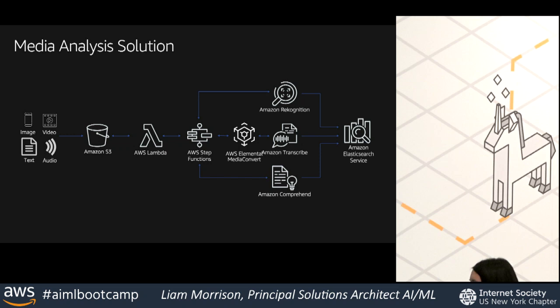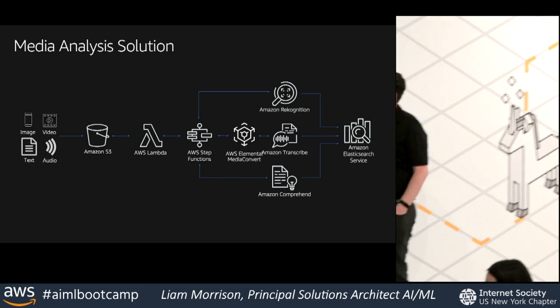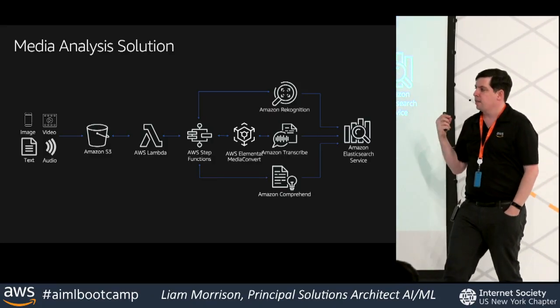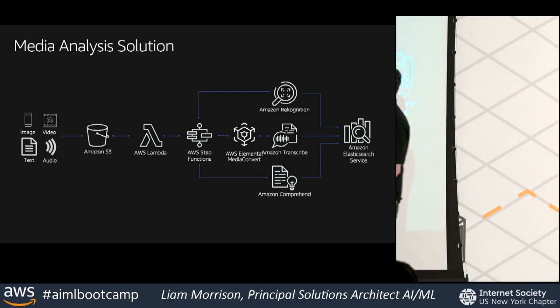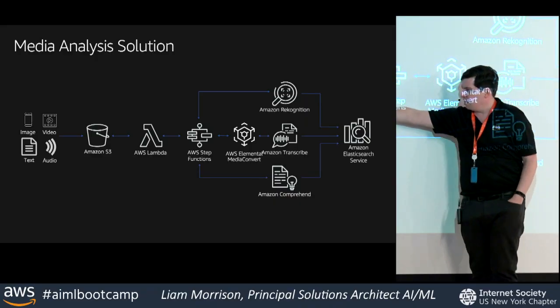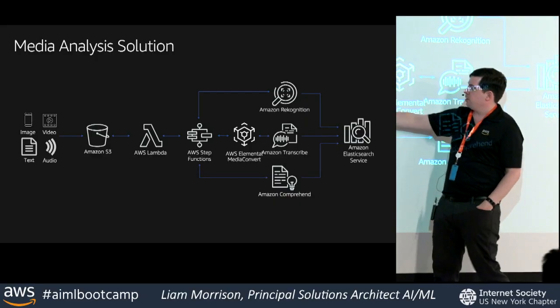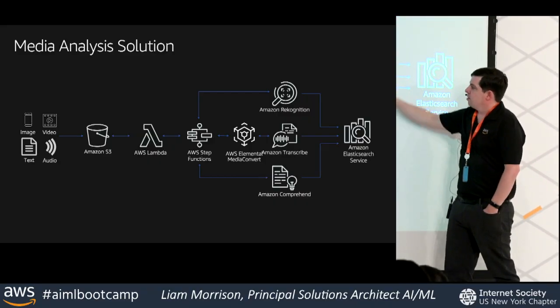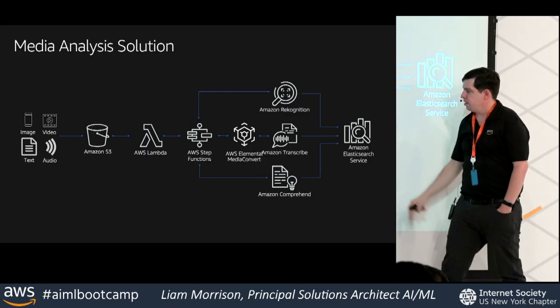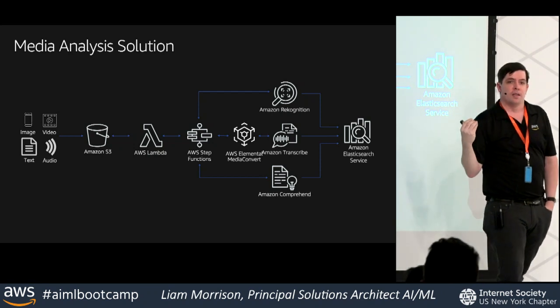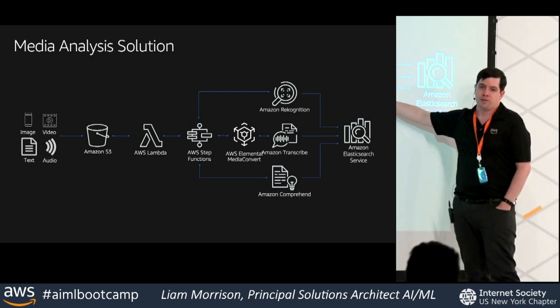The media analysis solution, which you got a little peek into, is several AWS services stitched together to provide media analysis. So what you do is you upload image, video, text, or audio to S3. S3 triggers Lambda. Lambda triggers Step Functions, which will then run it through, in this case, 3 services: Rekognition, Transcribe, and Comprehend. You'll see MediaConvert here. This actually just extracts audio for you. It extracts the audio, which is then used by Transcribe.